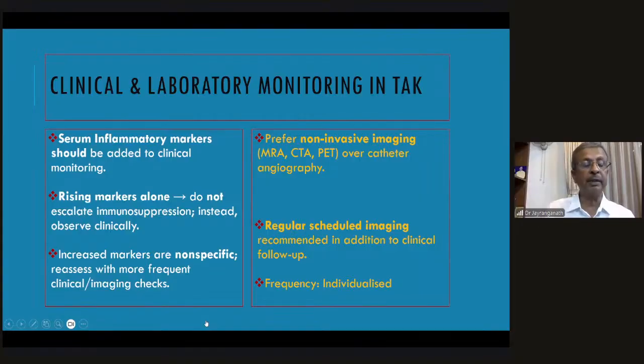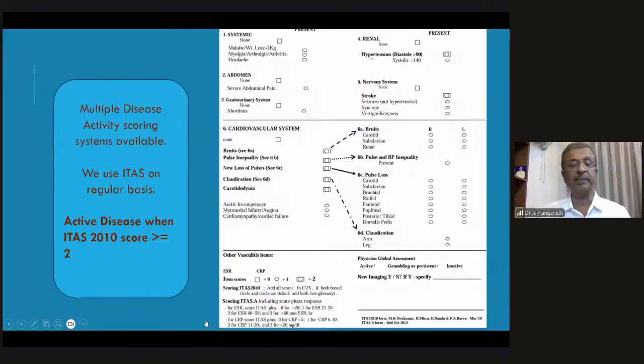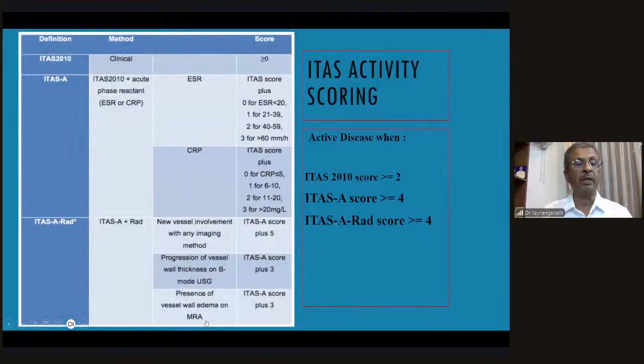That is the area where at times we may have to repeat either the CT or, if available, a PET scan comes into the role in follow-up. They prefer non-invasive imaging over a catheter. Obviously, we do not do that unless we are planning some kind of interventional therapy. Regularly scheduled imaging is recommended in addition to clinical follow-up. Frequency is individualized. Multiple disease activity scoring systems are available. We use ITAS on a regular basis. So these are the different scores available, and it's not very difficult to obtain them.